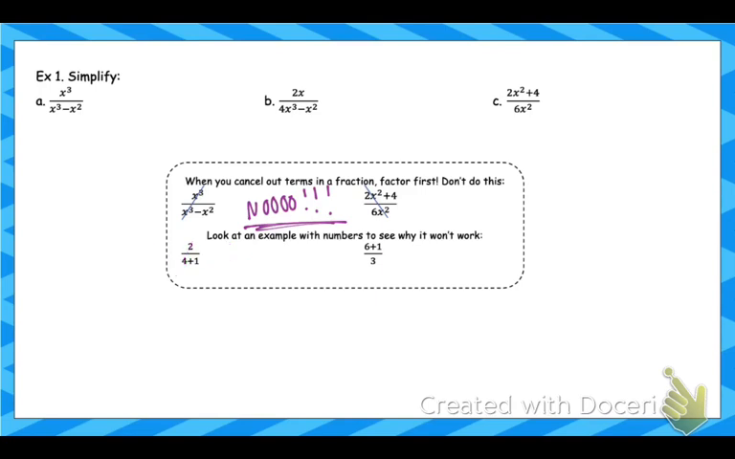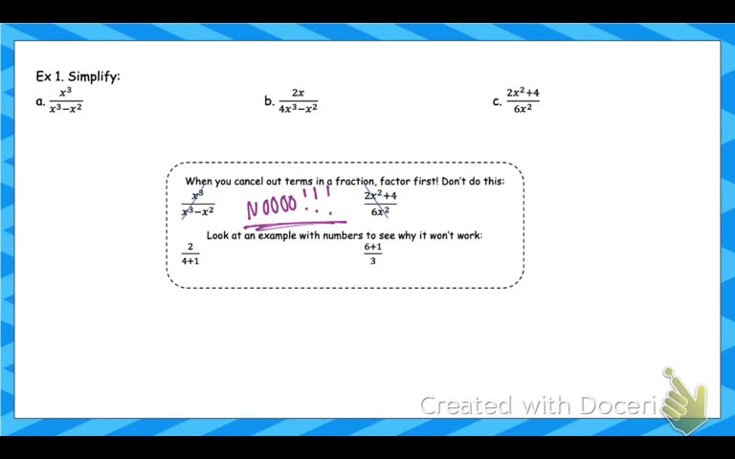Okay, again, let's look at it with the example we just had. Let's say, hey, I can divide both of those by 2. That gives me 1/3. Well, the original problem was 2 over 5. Okay, they're not equivalent. It doesn't work.